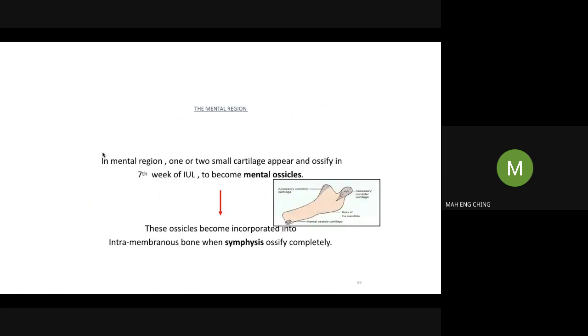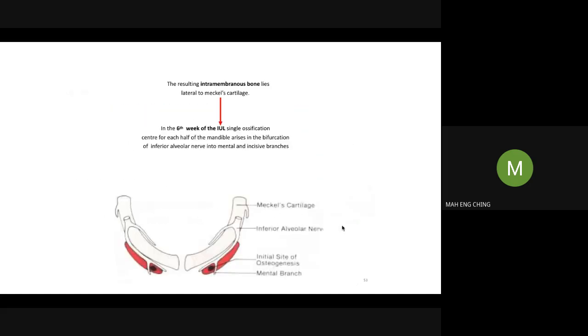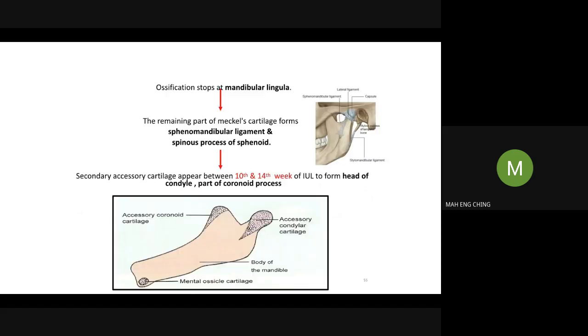Same for the symphysis or mental region. In the mental region, 1 or 2 small cartilages appear and ossify in the 7th week of the IUL. Then they become the mental ossicle. Then the ossicle becomes incorporated into the intramembranous growth when the symphysis ossifies completely. Same thing: you see, the mandible has left and right parts, which must be joined in the center. So this one is helped by this mental ossicle cartilage. When they join together, this cartilage also disappears.